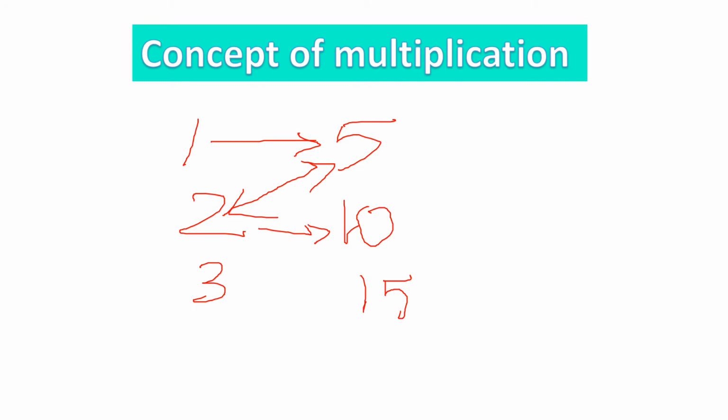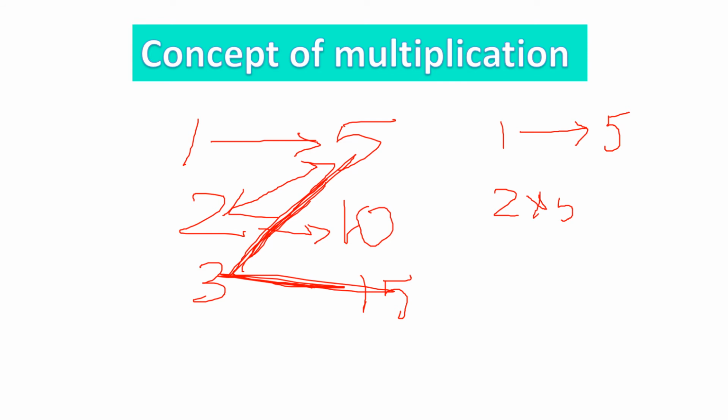Can you see that? Then one mango is ₹5. Then 3 mango will be how much? 3 into 5. That is 15 rupee. Can you see that? So one mango is ₹5. Then 2 mango will be how much? 2 into 5 rupees. 3 mango will be how much? 3 into 5 rupees.